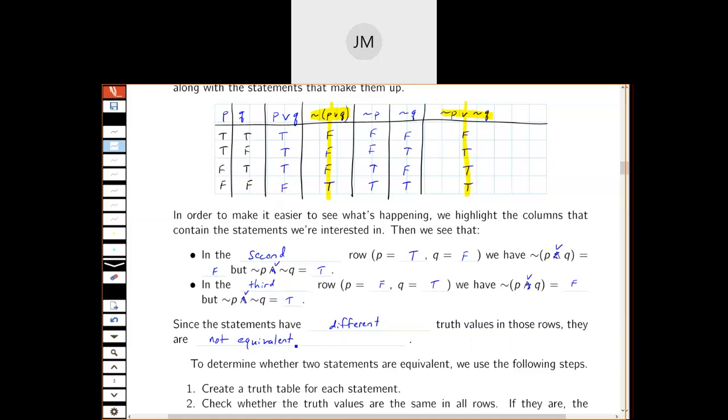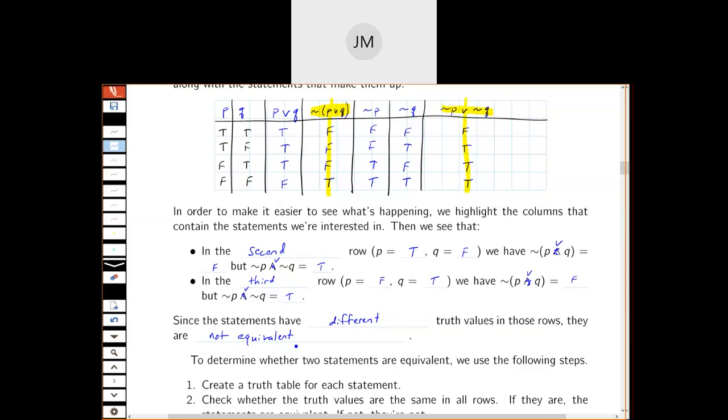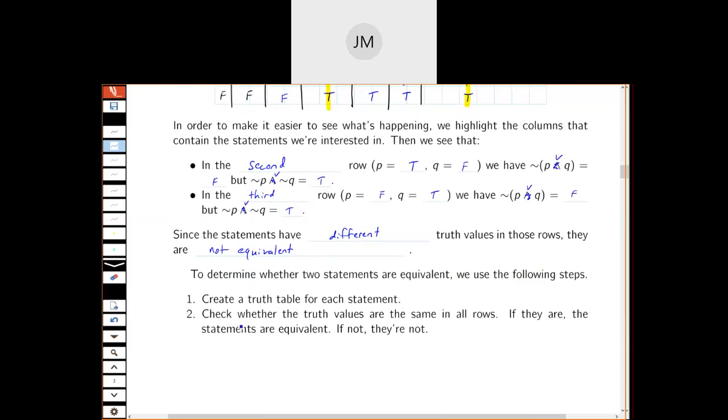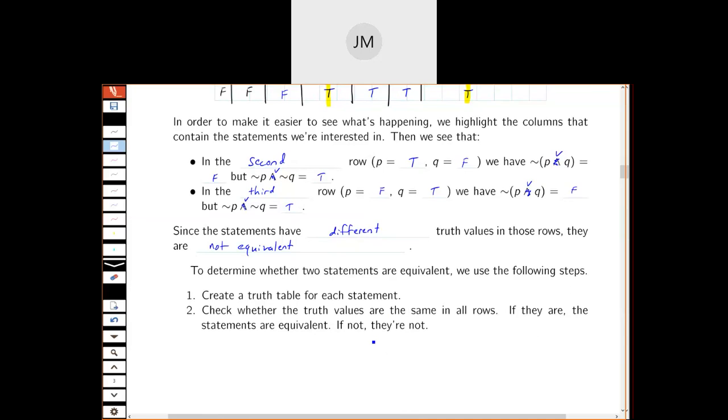Okay, so if we want to determine if two statements are equivalent, here's our steps. We create a truth table for each statement, and then we check to see whether the truth values are all the same in every single row. If they are all the same, they're equivalent. If any row is not the same for the two, then they're not equivalent. Okay.